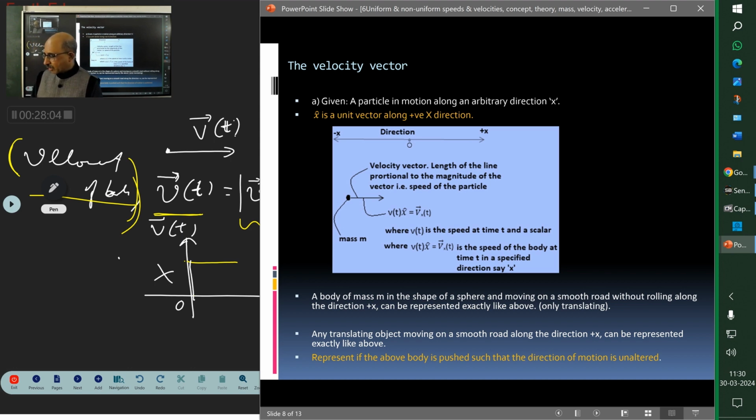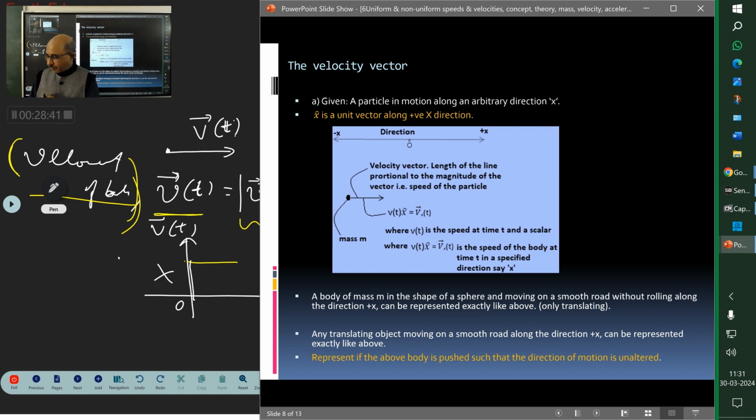Given a particle in motion along an arbitrary direction x, x cap is a unit vector along the positive x direction. I have defined what is a unit vector. And then I have drawn a drawing here. You can see origin, minus x, plus x. I am making everything clear. Physics means representation should be complete and unambiguous. Right? Then you can see that I have drawn a small point and I said it is mass m, and I have drawn a velocity vector. The length of the line is proportional to the magnitude of the vector, that is the speed of the particle.